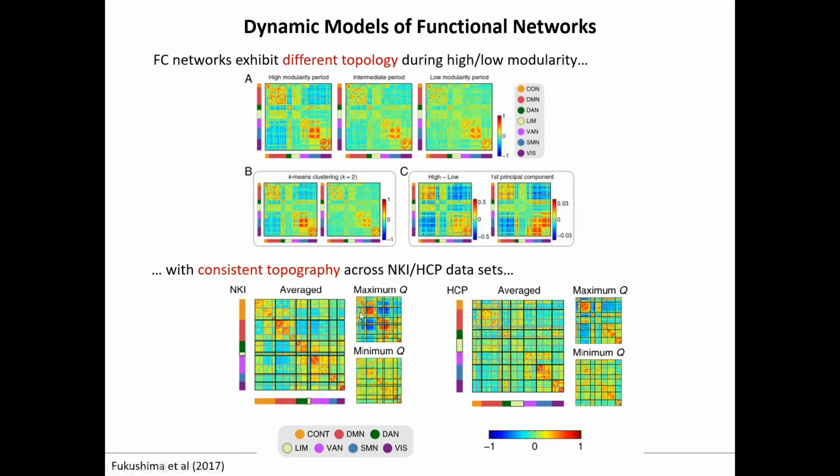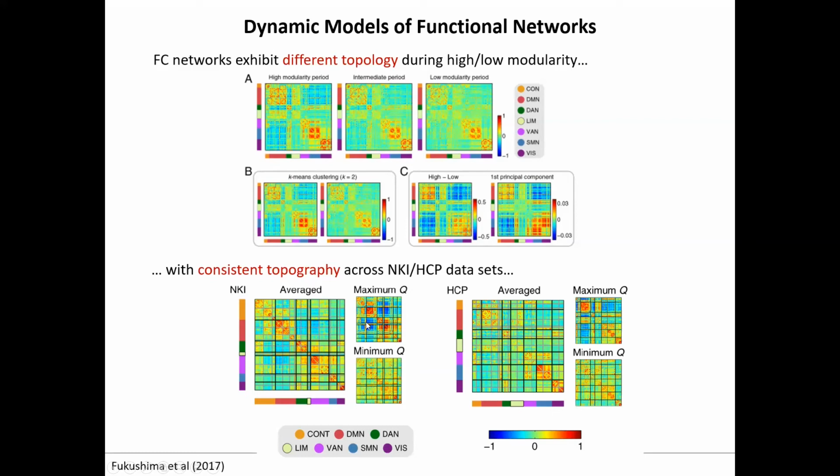But what Makoto found is that in high modularity states, the task negative systems such as default mode and attention systems, default mode and control systems, which are more highly engaged when there's no overt task demand, are highly covariant, and the task positive systems are also, but they are mutually disconnected.